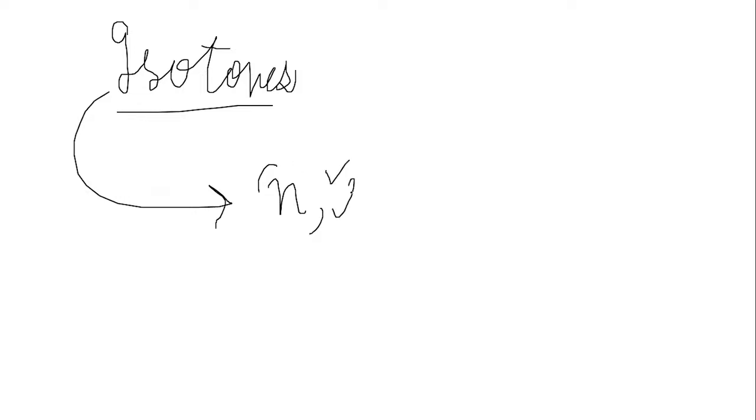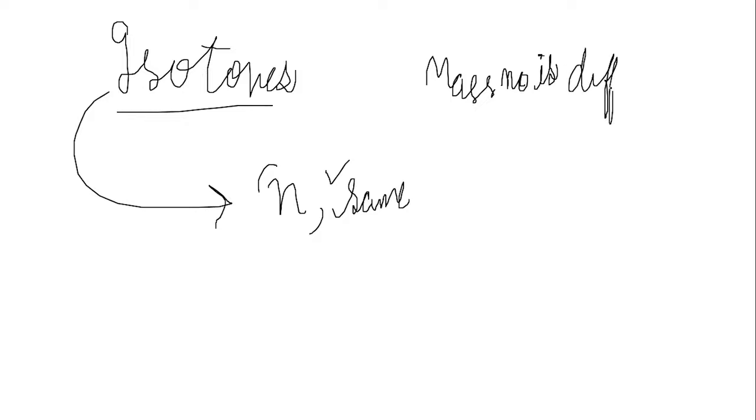Isotones. Now what are these isotones? Isotones are the atoms which are having same number of neutrons. What is same? Number of neutrons is same, but they are having different mass number. This is same, whereas mass number is different. Clear? तो ये होते हैं आइसोटोन्स.